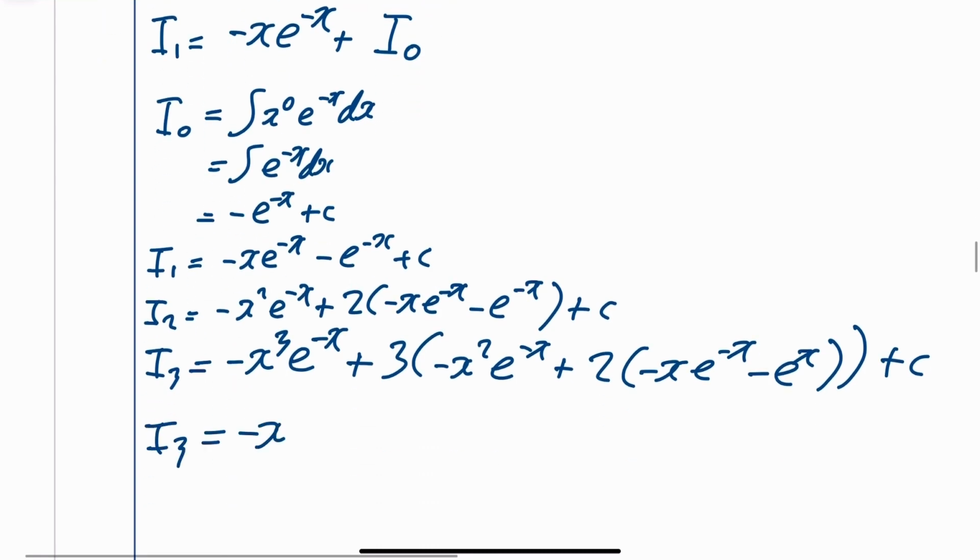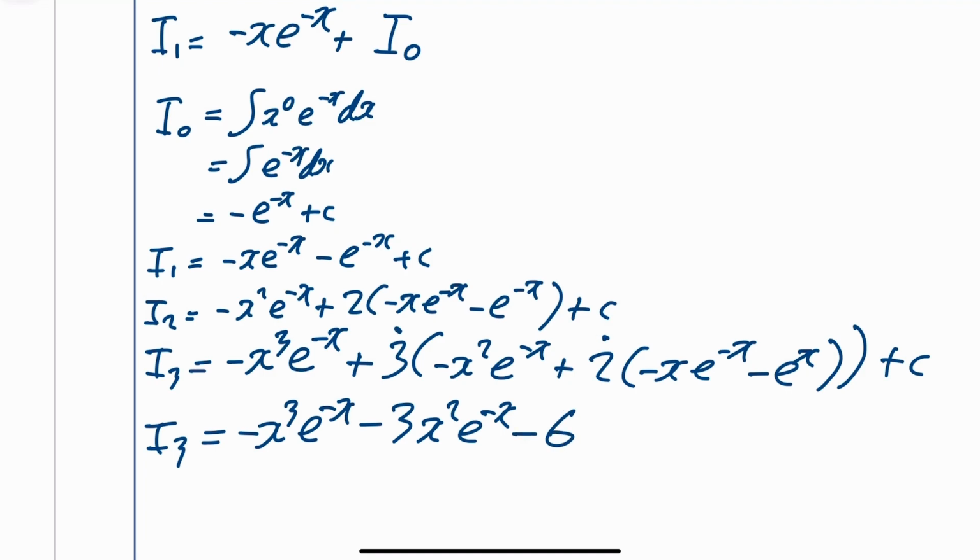So that's going to be minus x cubed e to the minus x plus, in fact it's going to be minus, in this case, minus 3x squared e to the minus x. And then you've got 3 times your 2 is 6, so minus 6x e to the minus x. 3 times your 2 times your minus 1 again is minus 6 and e to the x, and then plus your c. So let's have a wee look at this and see if this is correct. That looks good to me.